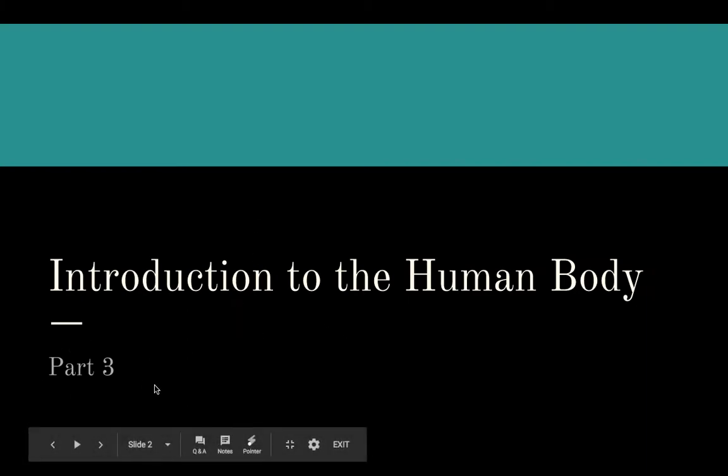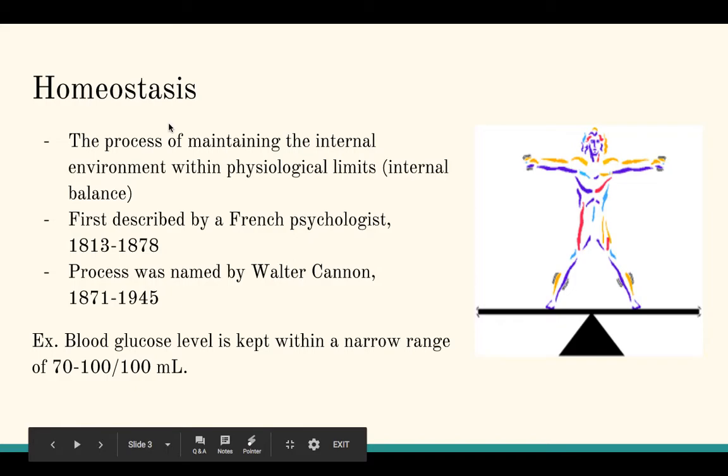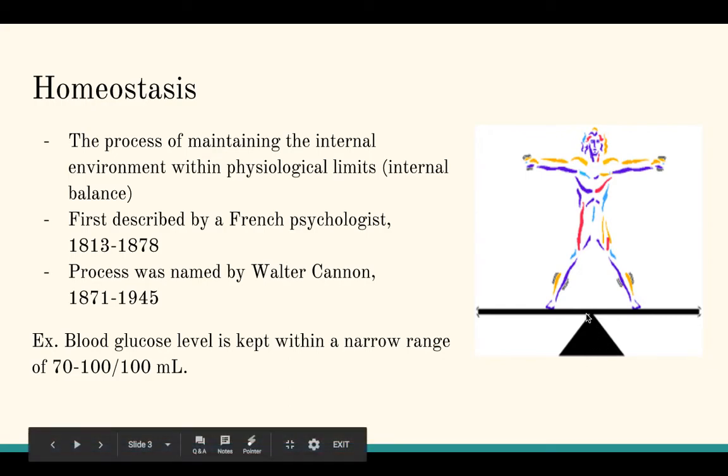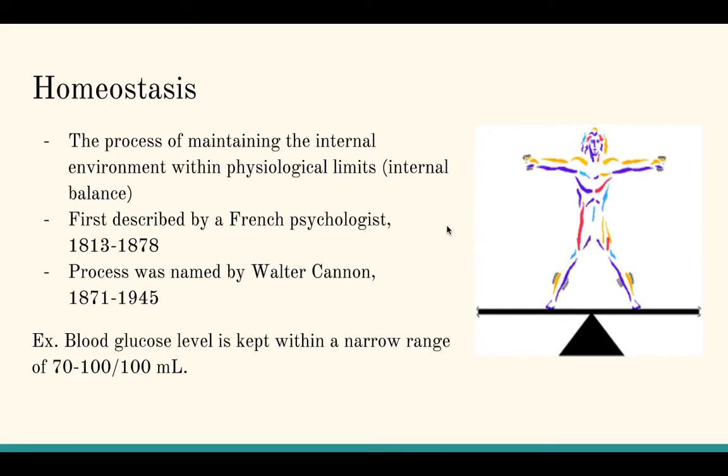This is part 3. Okay, so homeostasis. It's the process of maintaining the internal environment within physiological limits, which means that's your internal balance. See how this guy is balanced here on this teeter-totter kind of thing. The word homeostasis wasn't really coined until after this process was named by Walter Cannon, who lived between 1871 and 1945. But a French psychologist first described this process much earlier than that, when he lived between 1813 and 1878.